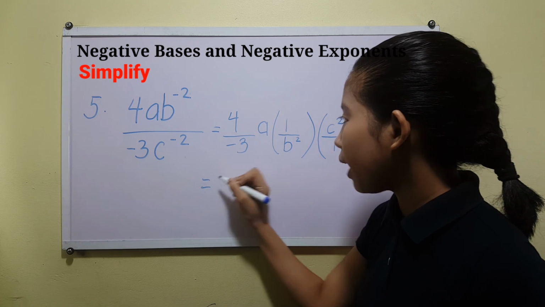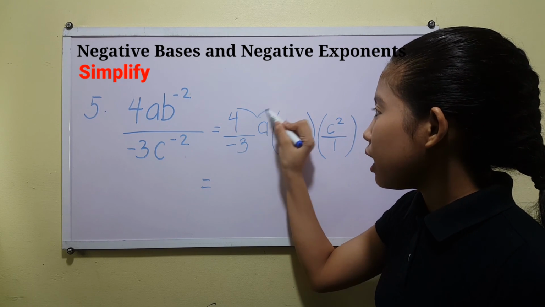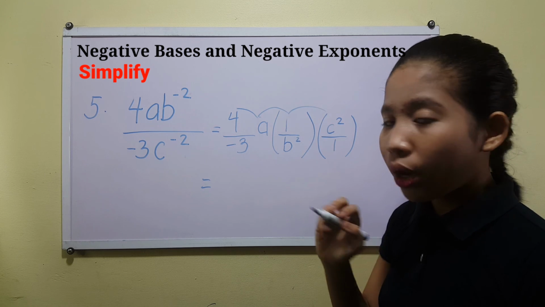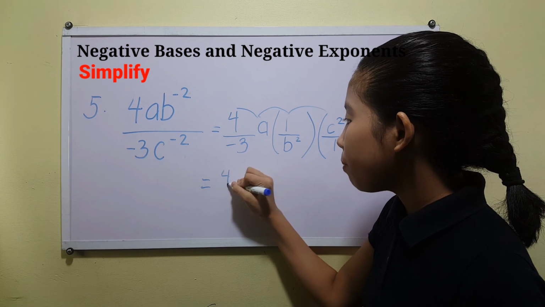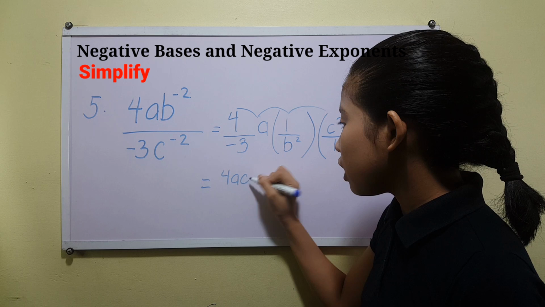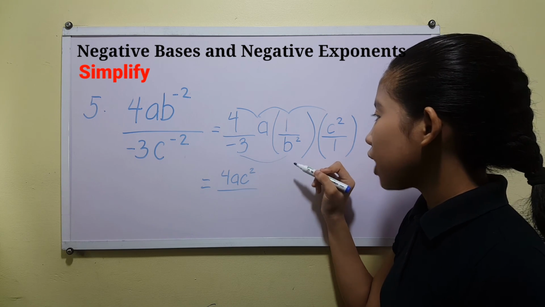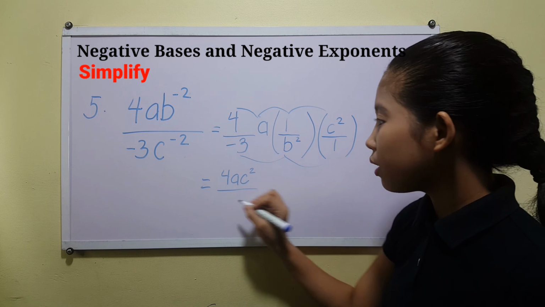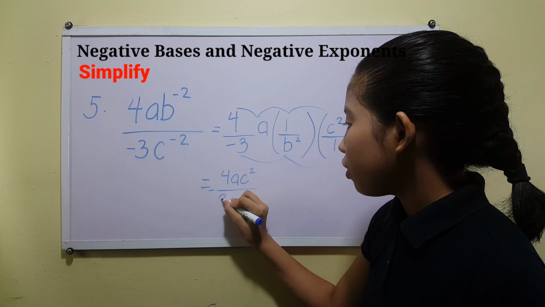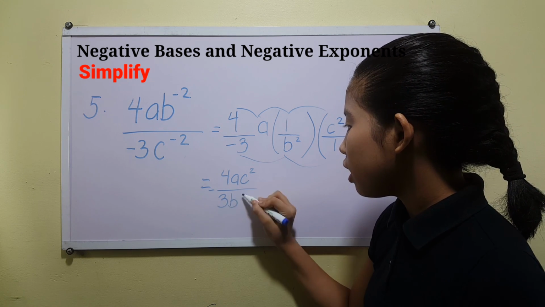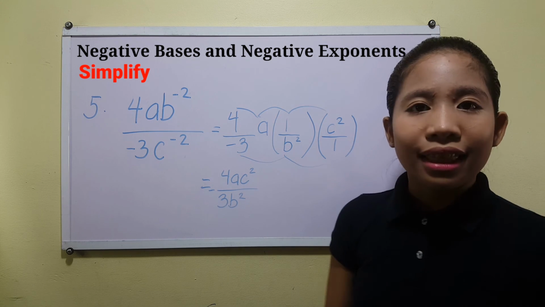Let us now multiply. 4 times a times 1 times c squared is equal to 4ac squared all over negative 3 times b squared times 1 is negative 3b squared.